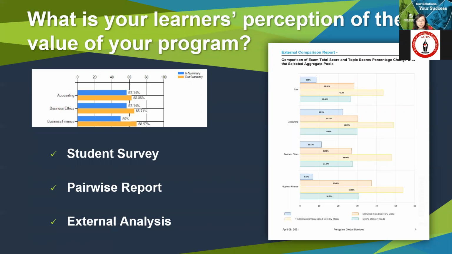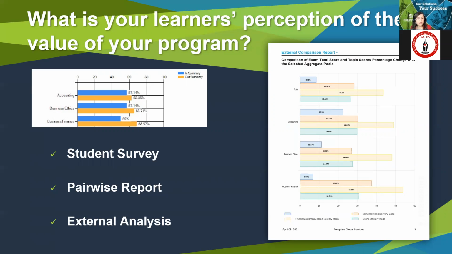And with this question, it is important to analyze both qualitative and quantitative measures, right? So this would include analyzing the student survey results that ask questions related to program value, as well as comparing students' knowledge growth over the course of the program. So if you assess your students at the beginning of the program, and then again at the end of the program, you can use a pairwise report to easily measure knowledge development over time.